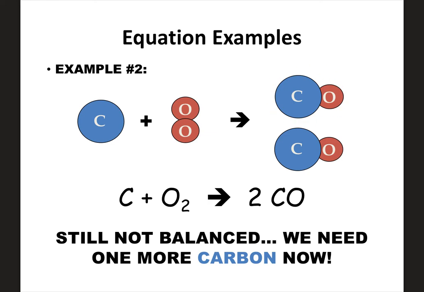Now the reds match up. I have 2 red on the left on the reactant, and now I have 2 red on the product side. But the carbons don't match anymore. Okay, so now you can see I have 2 carbons on the product side, but only 1 on the reactant side. So I got to make that work.